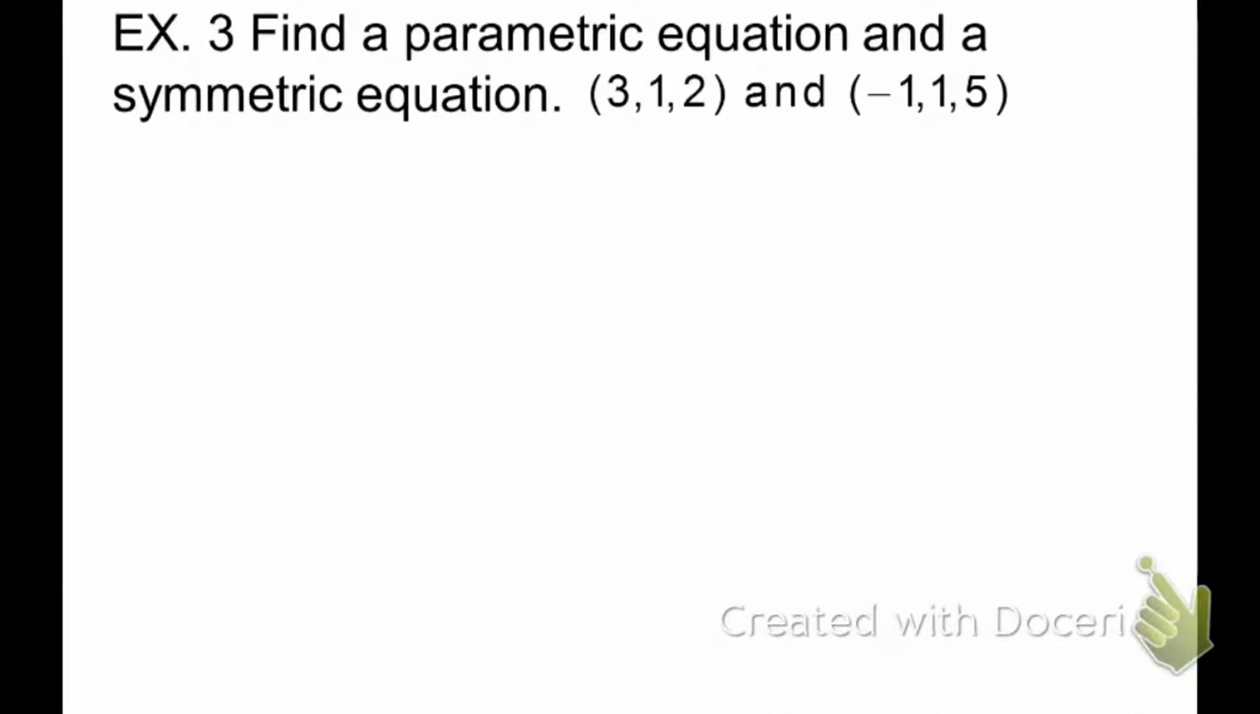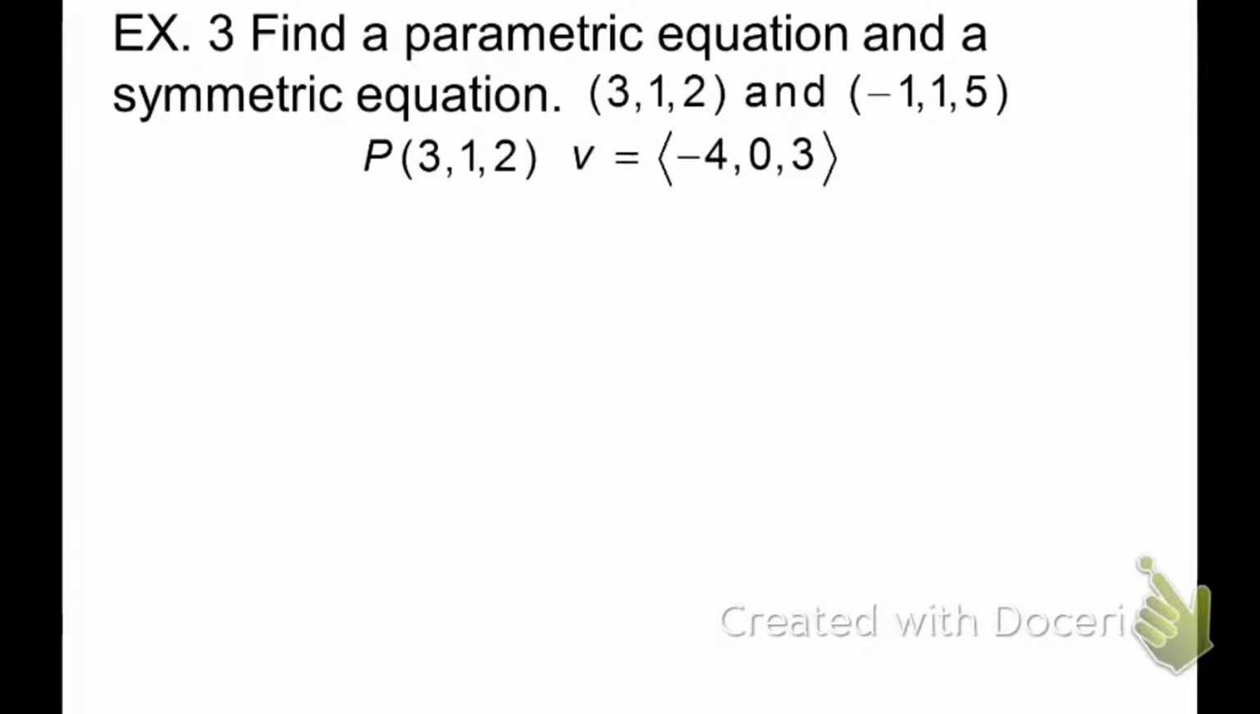Okay, number 3, same question. This time we are given 2 points. So I'm going to take the original point, (3, 1, 2), and then I need a vector that I'm going to create out of the other 2 points by doing terminal minus initial. So if I do negative 1 minus 3, 1 minus 1, 5 minus 2, that gives me the vector (-4, 0, 3).